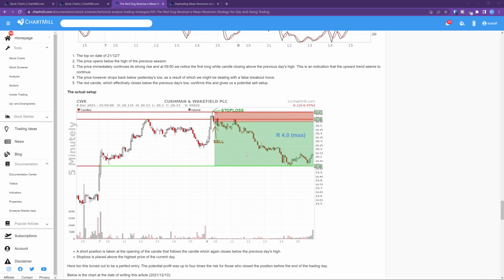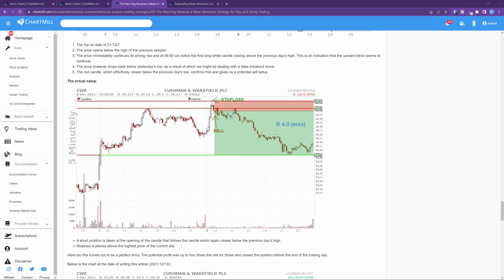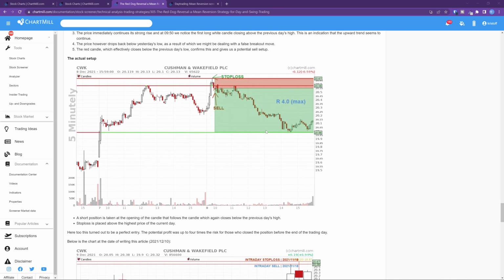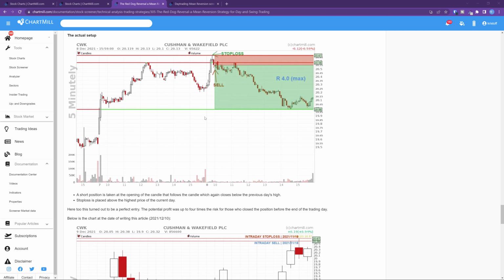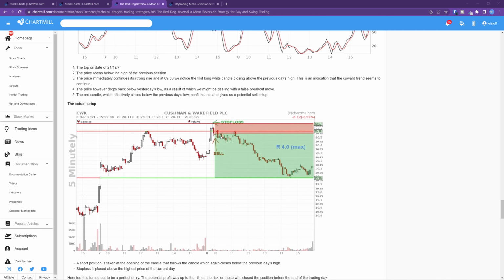And then as a result, we have a short position, and at the end of the day, a possible profit of more than 4.0 risk-reward ratio was possible. So also in this case, it turned out to be a perfect entry with a very short stop loss.